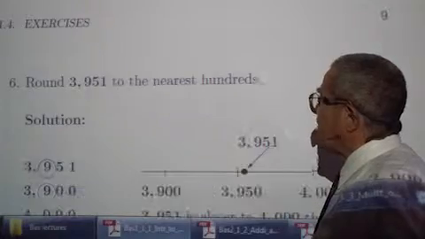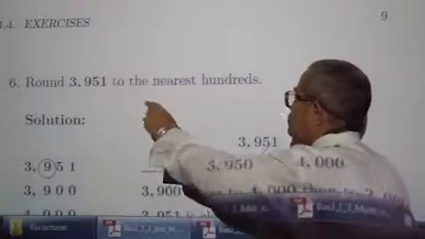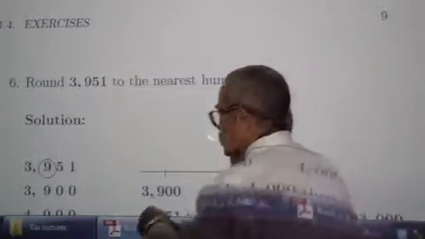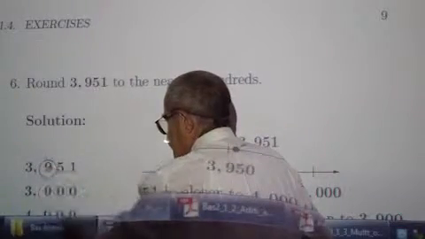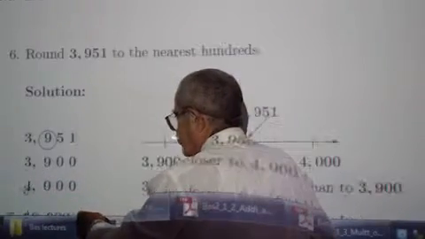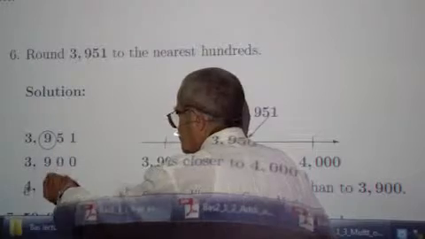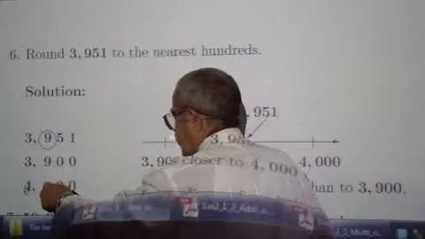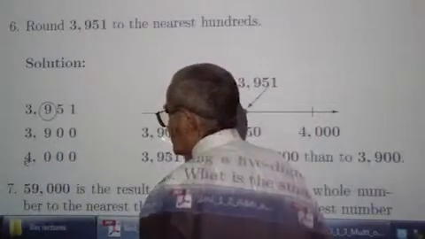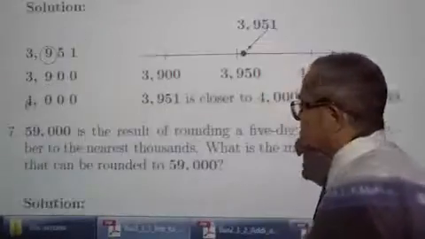And then you wanted to round 3,951 to the nearest hundreds. So you circle the 100 digit, you drop the 5 1, the 5 makes this 9 bumped up to the 10, so the 39 gets bumped up to a 40. You get 4,000.